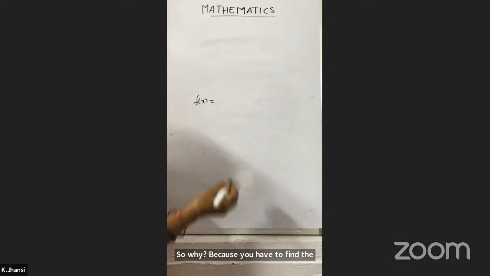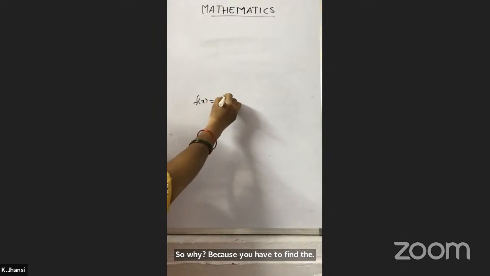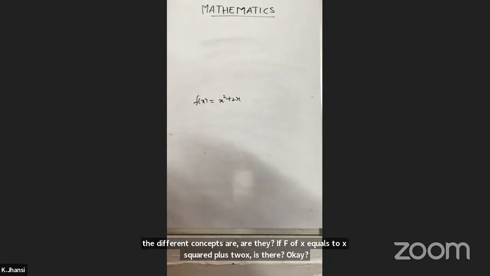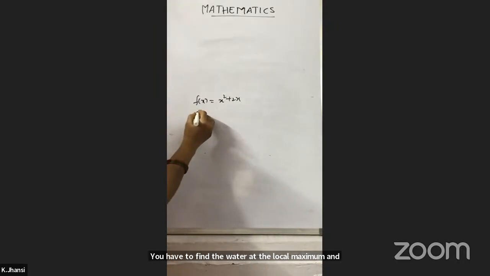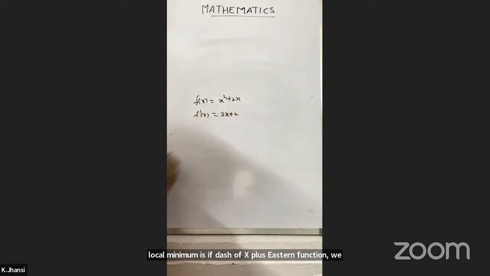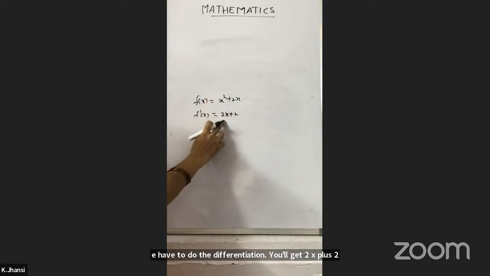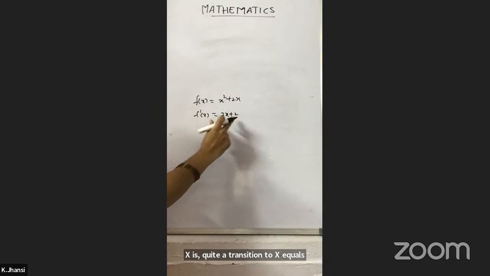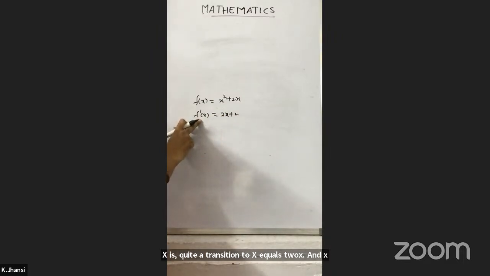So different concepts are there. If f of x equals x square plus 2x, okay, you have to find the local maxima and local minima, which means f dash of x. First, for each function we have to do the differentiation, you will get 2x plus 2. Okay, x square differentiation is 2x, and here in 2x, x is the variable so it is 1, plus 2. So this is called the first derivative.